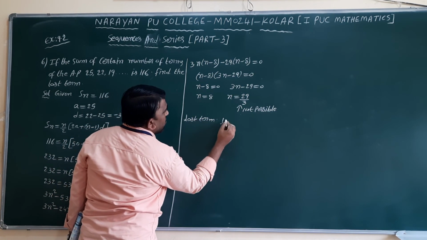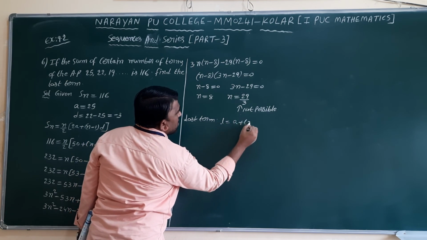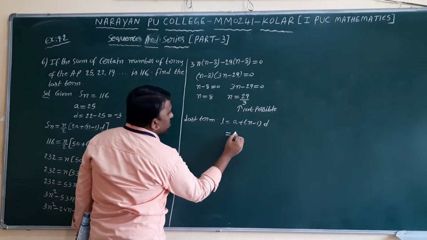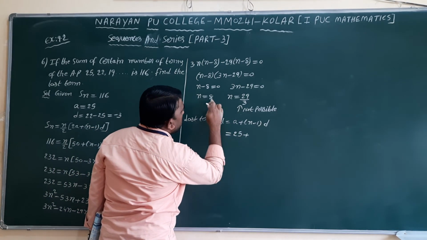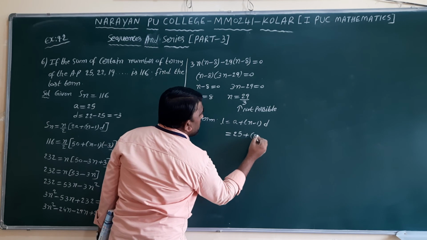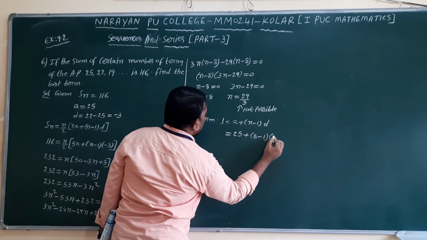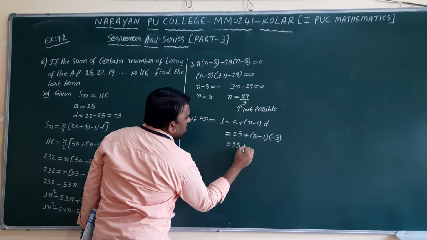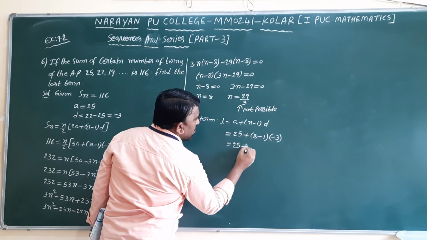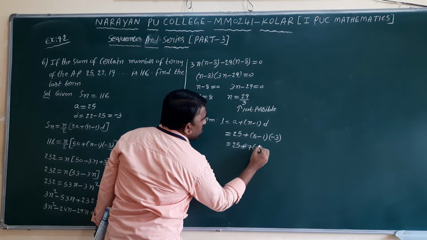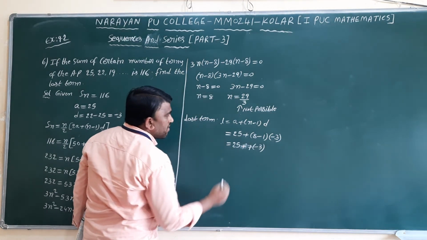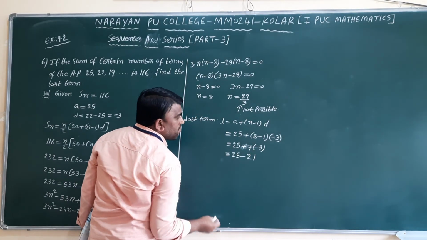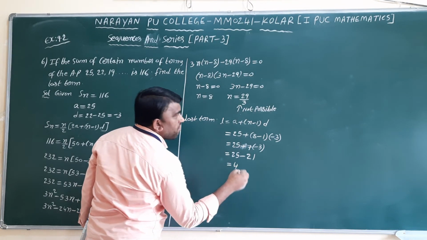Last term L equal to A plus n minus 1 into D. A value, first term, 25, plus n value 8, 8 minus 1, into D value minus 3. So 25 plus 7 into minus 3. 8 minus 1 is 7. So 25 minus 21 is 4.